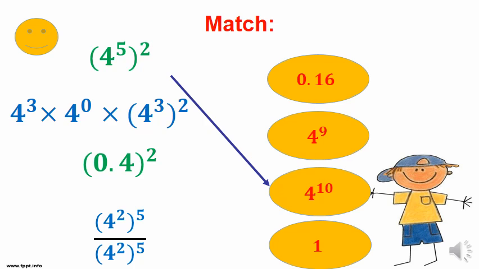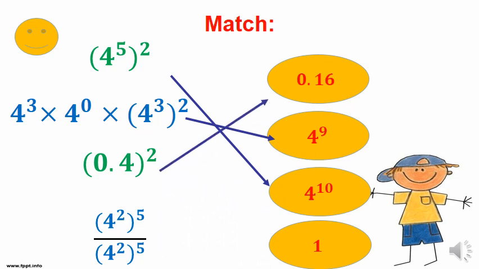Okay, the next one. We have the same base, but look at the last one. 4 to the power 3, in parentheses squared, we have to multiply, so we will get 4 to the power 6 plus 0 plus 3 to get 4 to the power 9. Next, 0.4 squared means 0.4 times 0.4, which will be 0.16.